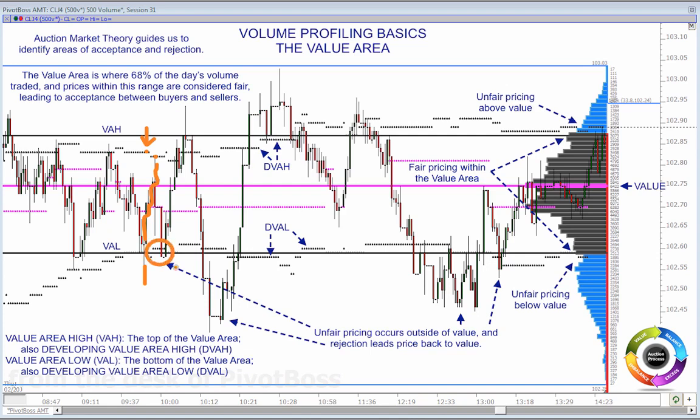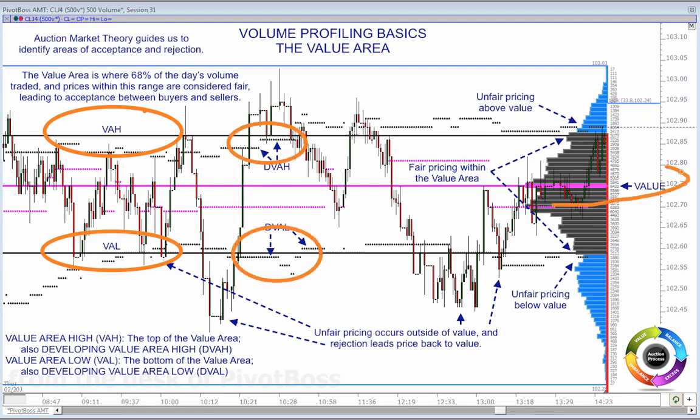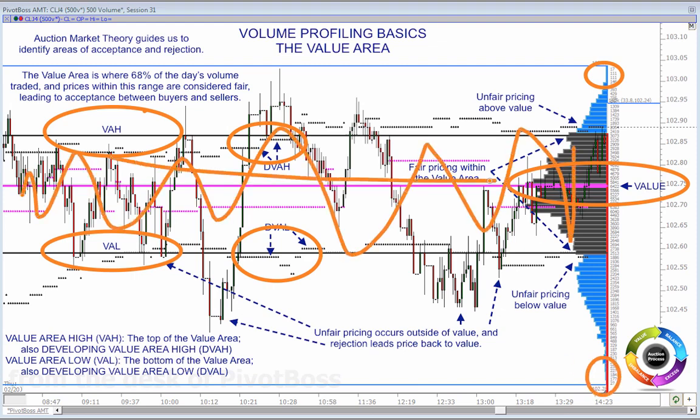What happens when price drops back down to the bottom of value? Well, it goes back to value and then again to the top of value. And once it goes way outside the bounds here, it is rejected and price goes back down and back down again. So the developing value high, developing value low, the value low, those are key terms to understand as a volume profiler. These are key terms, as is the volume point of control. So we have unfair prices out here and fair prices all within the profile. 68% of prices fall within the value area.